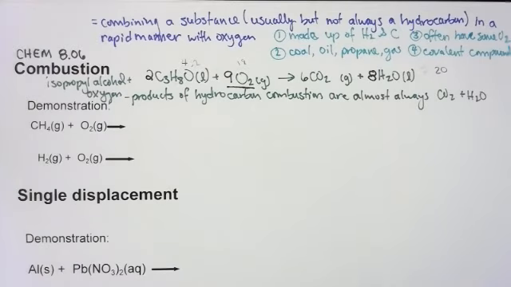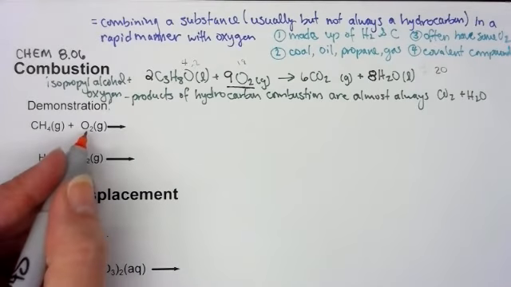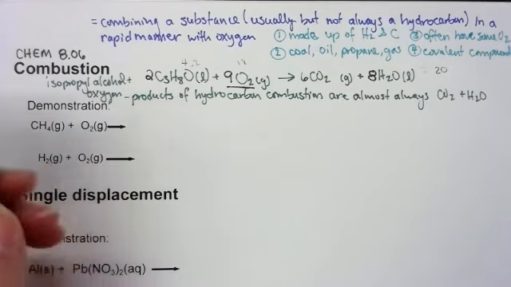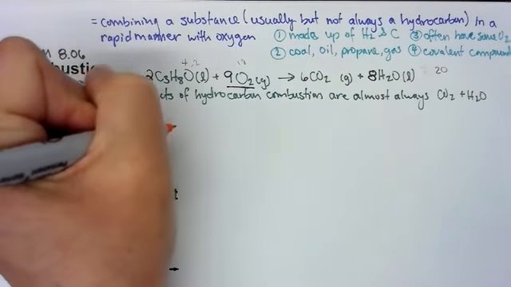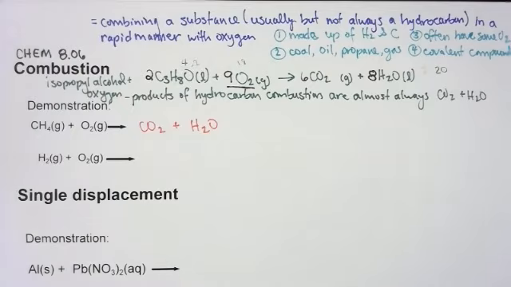All right, so this one's a little bit easier, actually. I have got what's called methane, CH4 plus O2. Okay, so I look at this and I go, I'm combining something with oxygen. Do I have a hydrocarbon? Yes, I do. This has hydrogen and this has carbon. So I'm going to have CO2 plus H2O. Okay, now I need to balance.